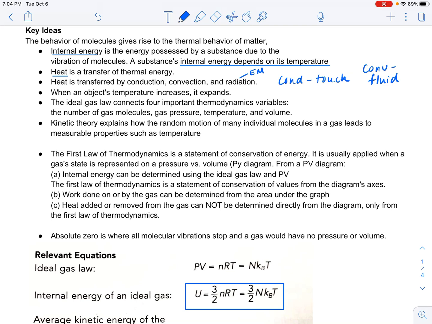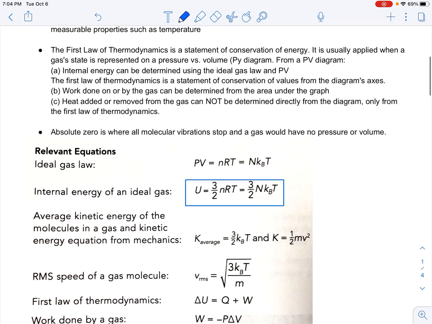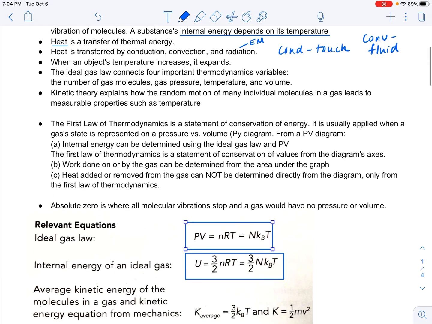When an object's temperature increases, it expands. The ideal gas law connects four important thermodynamics variables: number of gas molecules, gas pressure, temperature, and volume. So here is the ideal gas law. By the way, the first way that we write it is the one we use the most often. Here n is the number of moles and R is 8.31.